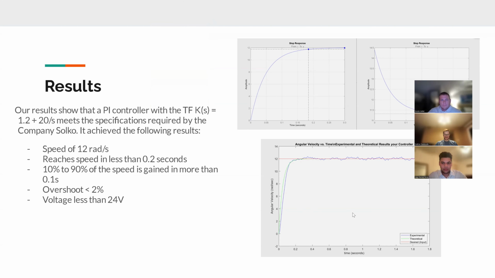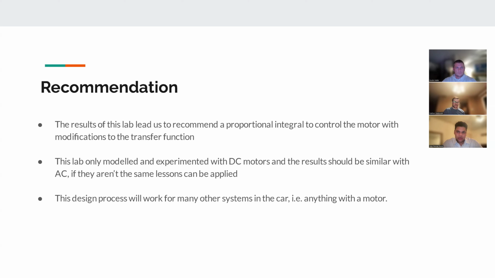The results of this lab led us to recommend a proportional integral controller to control the motor with modifications to the transfer function. A PI, proportional integral controller, is very important because of its ability to manage steady state values and also to manage steady state errors and dynamic errors.